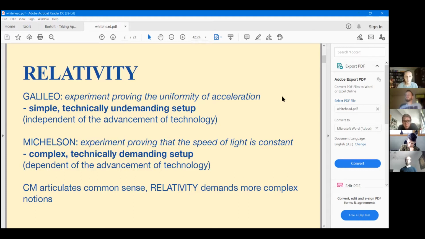While the Michelson-Morley experiment was very complex and technically demanding, and of course was heavily dependent on all the advancement that had happened before. And it proved, as we all know, that the speed of light is constant irrespective of the frame of reference, or another formulation would be that ether does not exist, or there is no medium through which light propagates, at least if this medium were at absolute rest with respect to light. So in a sense, classical mechanics articulates common sense because it deals with everyday situations, just construed a little bit differently, while relativity demands more complex notions of time and space, as it tries to investigate phenomena which are not readily available.